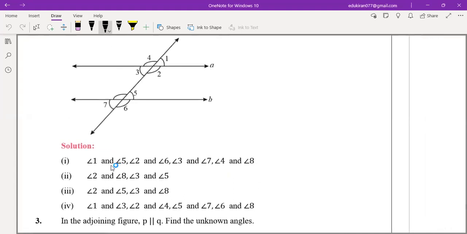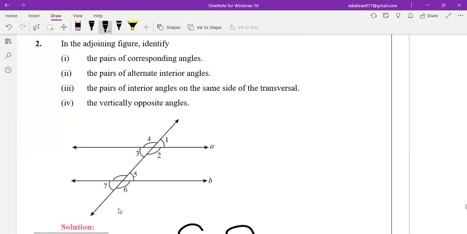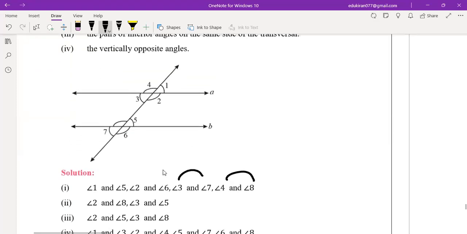angle 1 and angle 5, and angle 2 and angle 6, right? Angle 3 and 7, angle 4 and 8. The second was the pair of alternate interior angles. So angle 2 and 8, angle 3 and 5, right?